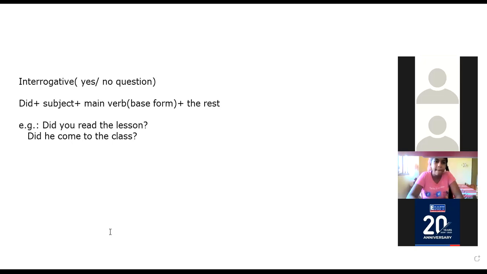No problem. Okay, now how do we make the negative form of this question? Now you ask, did you read the lesson, right? How do we ask the negative of this? The negative form of it, how do we make it? Didn't. There are two ways. I think didn't. Yes.